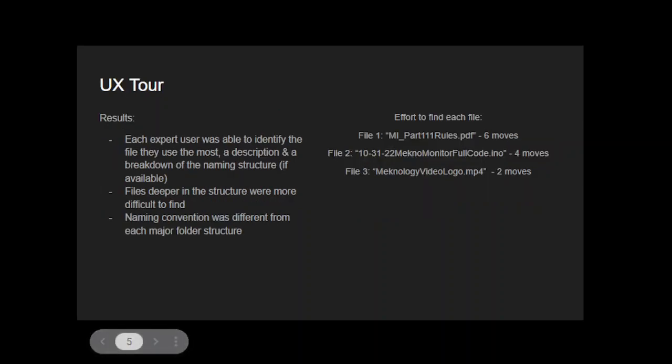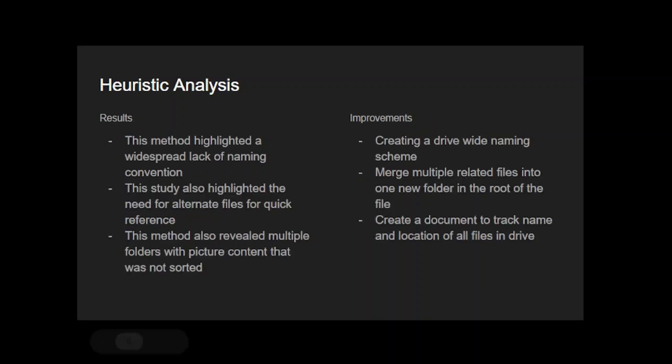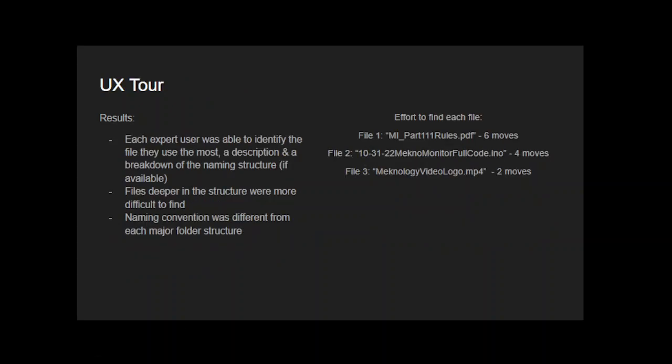Now, going into the results from each individual method. First, we have the UX tour. Each expert was able to identify the file they used most and a description and breakdown of the naming structure. Most of the naming structures did not match any of the other files. That was very frustrating for a lot of the users. And as you can see on the other side of the slide here, the first file is mi_part111.pdf, and then the second one has a date and then the name, and then the third one doesn't have a date or any other information.